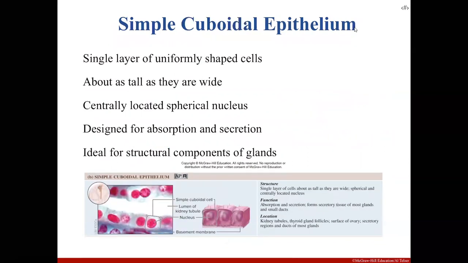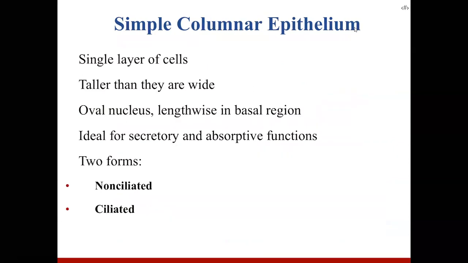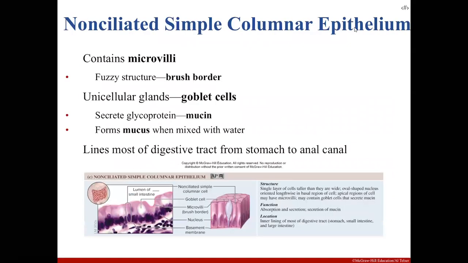Okay, so simple cuboidal. So there's the square. Okay, absorption and secretion. You're going to find them in glands. Okay, simple columnar epithelium. So the cells are tall. Okay, there's two different forms. Okay, so they can have cilia on them, or they don't necessarily have cilia on them. So if they don't have cilia, lots of times they have microvilli on them.